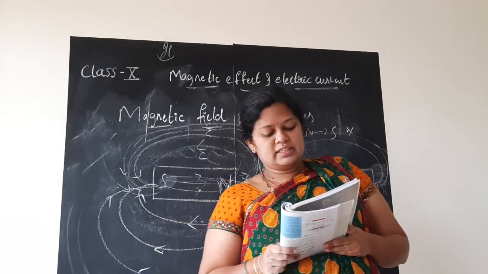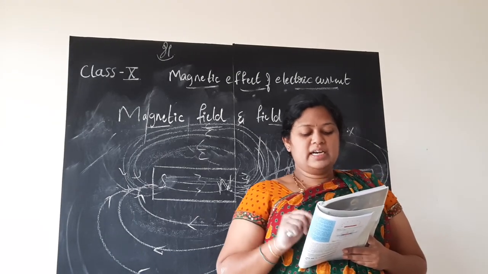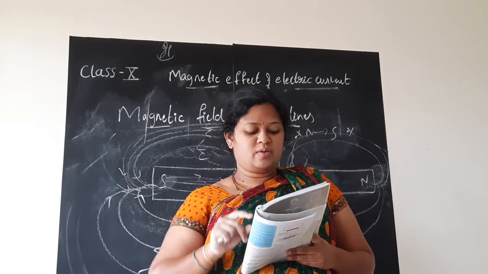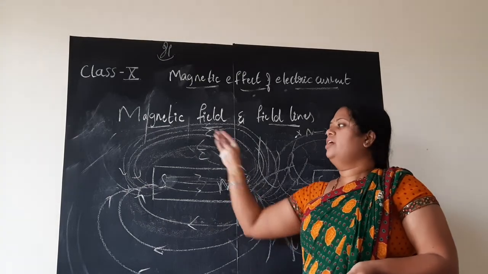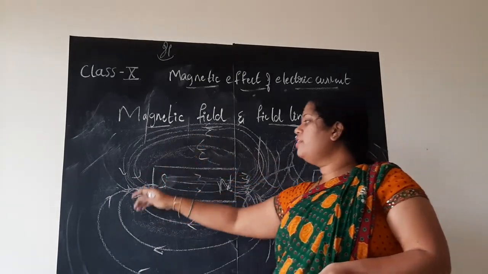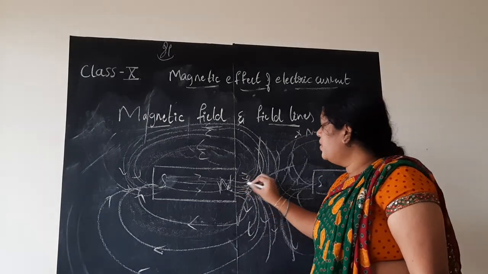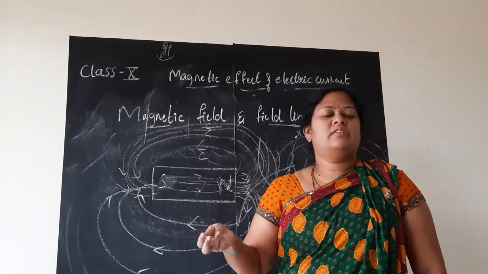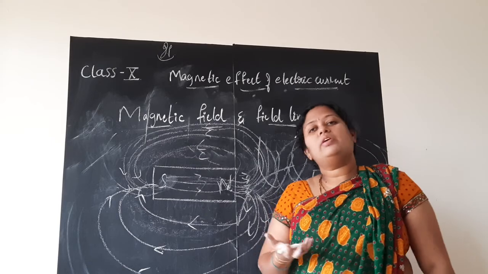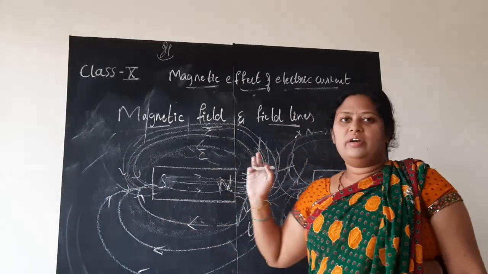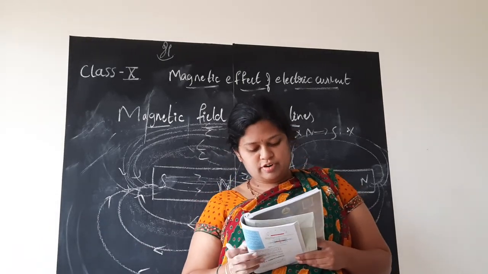Why do the iron filings arrange in such a pattern? What does this pattern demonstrate? The magnet exerts its influence in the region surrounding it. Therefore, the iron filings experience a force. When you sprinkle the iron filings around the bar magnet, children, the iron filings arrange themselves in a pattern. Why is it arranging itself in such a way? Because a magnetic field strength is present around it.